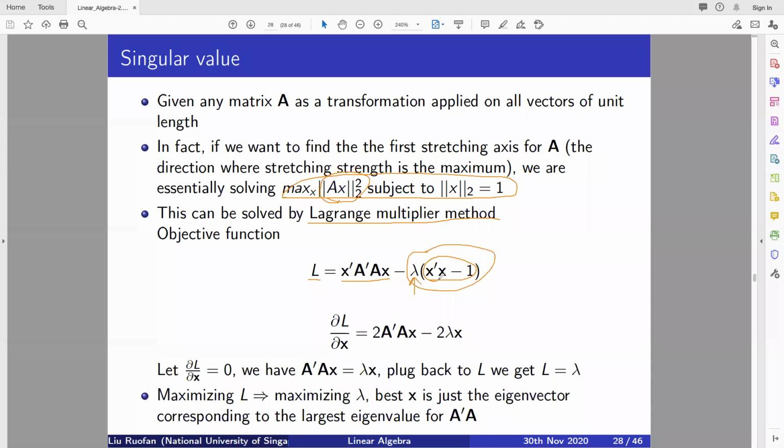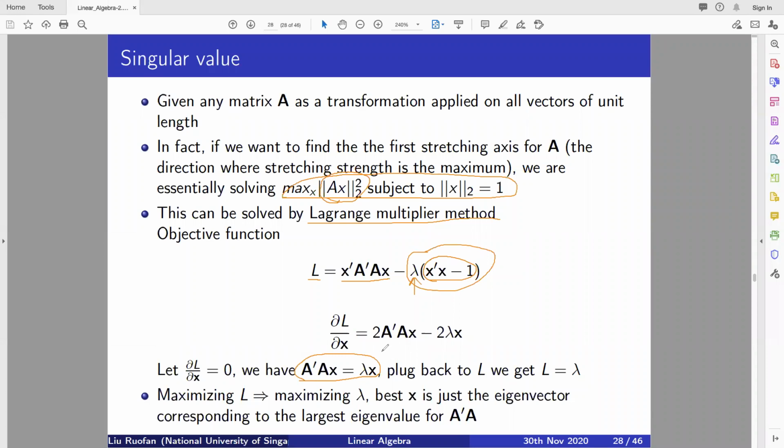Then we take the partial derivative of L with respect to x to solve for x. And now we let the partial derivative equal zero. We have A transpose A x is equal to lambda x. So this may be very familiar to you because this is just the eigenvector definition.